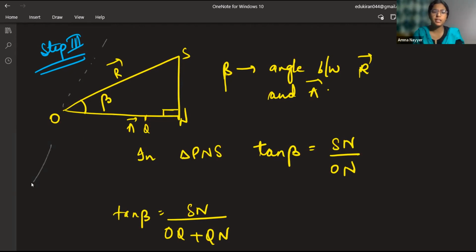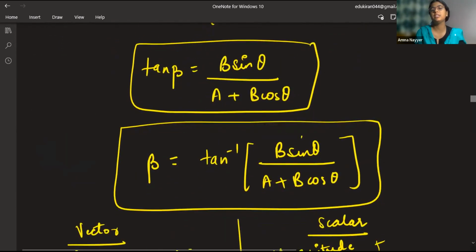Whichever is making an angle, suppose this is making beta over here. This is your beta which you are calculating. So this vector, whatever it is, it can be force, velocity, acceleration, magnetic field, electric field, anything. This will become A, this will become B. Then you can directly put it into this formula, B sine theta divided by A plus B cos theta. Your work will be done.